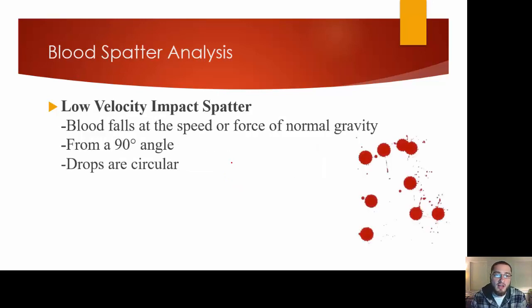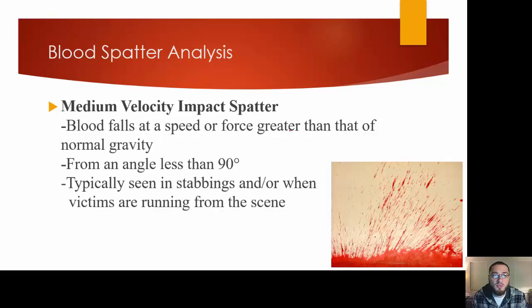So we see low velocity impact spatter where blood falls at the speed or force of normal gravity. You're standing right there and it drops right from you at a 90-degree angle, and it's going to look like this. It's going to have this circular look like this. If it's a medium velocity, blood falls at a speed or force greater than that of normal gravity from an angle less than 90 degrees.